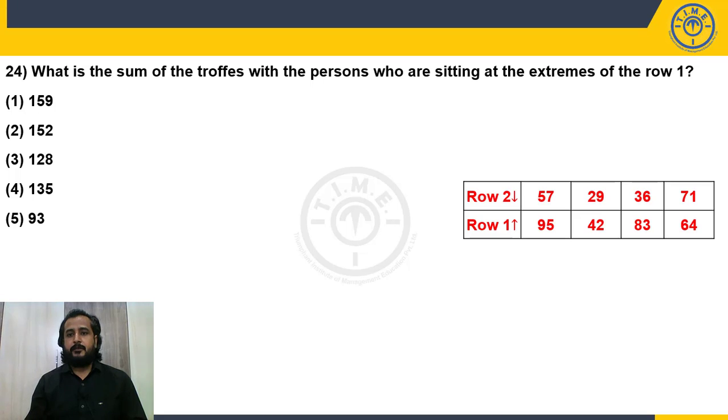What is the sum of the trophies with the persons who are sitting at the extremes of row 1? Row 1 is here. Extremes. 95 plus 64, 159. Choice 1.